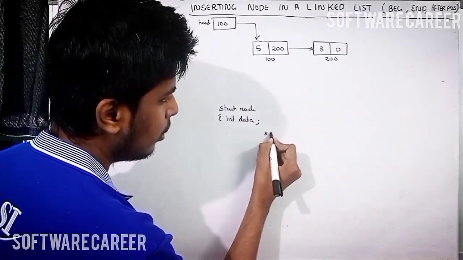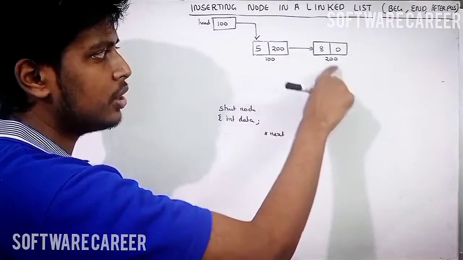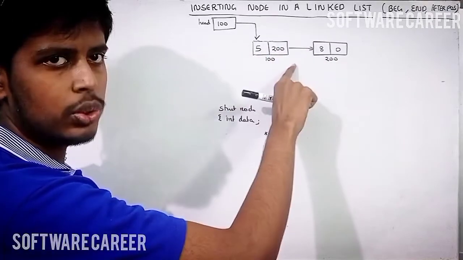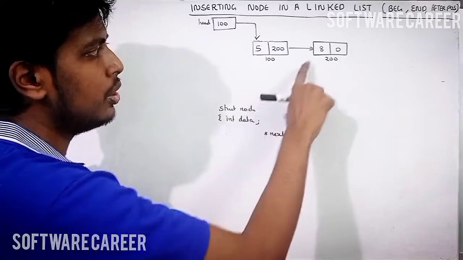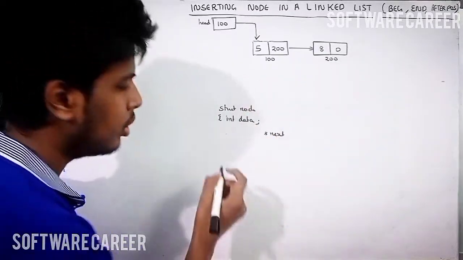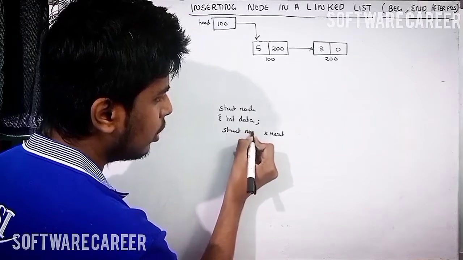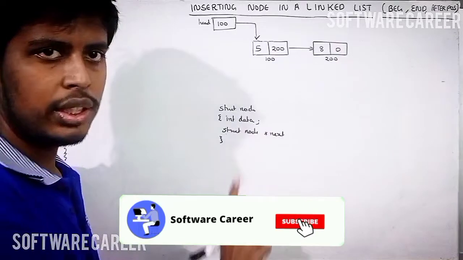See here, pointer next. Now see, this pointer is pointing to a next node which is having the same structure as the previous node. So what is the structure of this node? Struct node is the structure. So this node will also have struct node. So I am writing struct node here. So I have defined the structure of each node in a linked list.